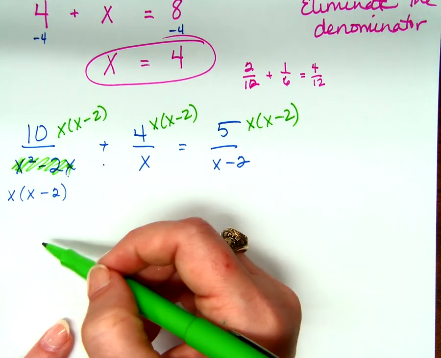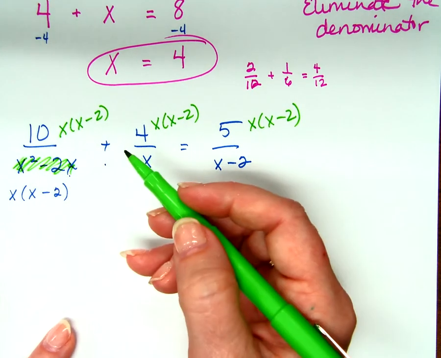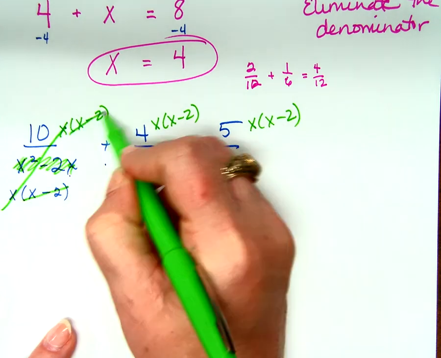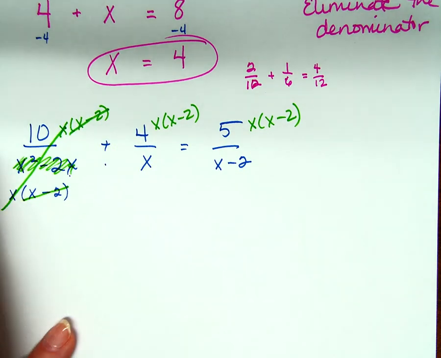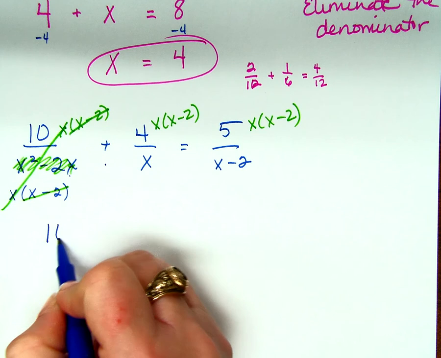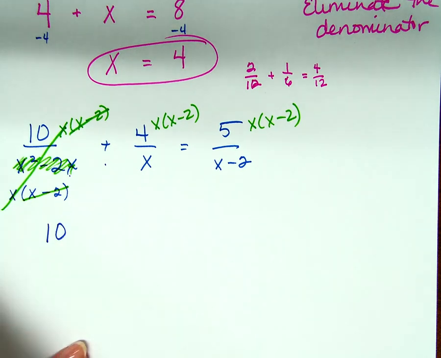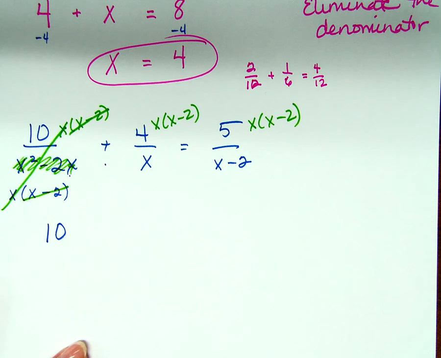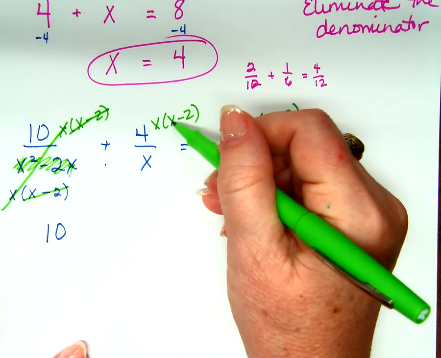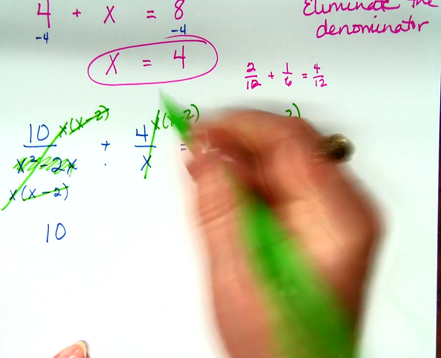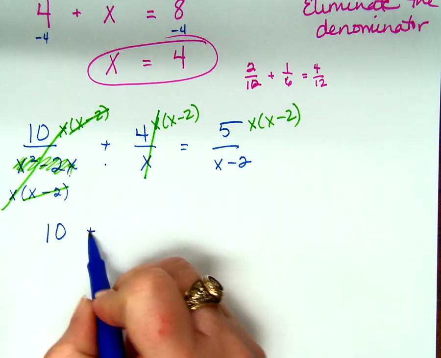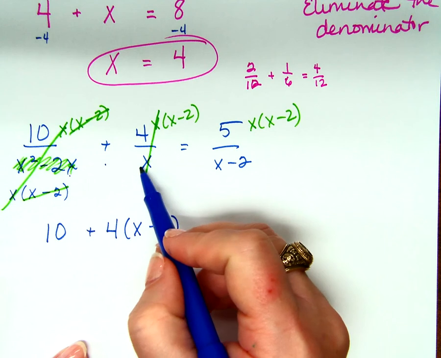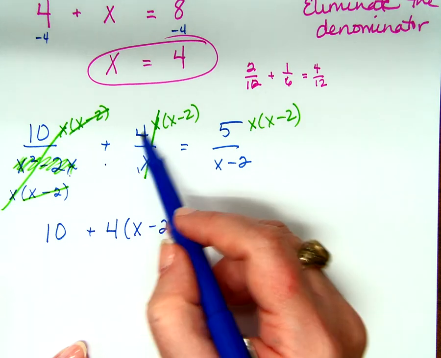What happens in this first fraction? The x's simplify to 1 and the x minus 2 simplify to 1, right? So what's left? 10. That's it. Isn't that nice? What happens in the second fraction? Okay, so this simplifies with this. That simplifies to 1. So what's left? 4 times x minus 2, right? Because this is a 1 now. So I have the 4 times x minus 2.